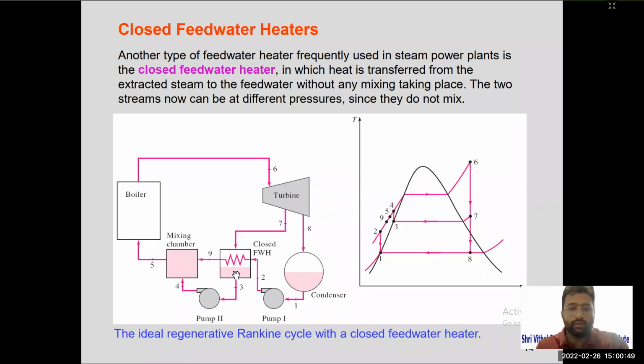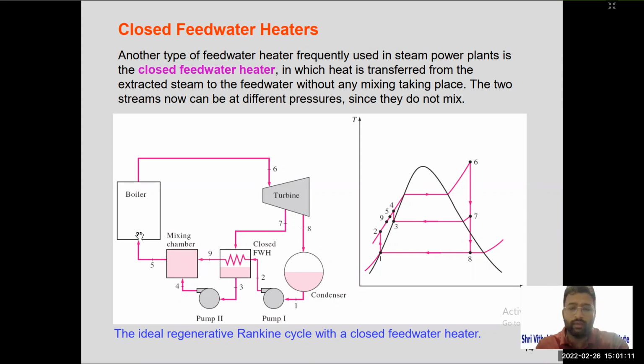This collected water at the basin is again pumped to the mixing chamber. In this case, the water which is collected at the basin and the water coming out from the tubes are mixed together in the mixing chamber. Then this hot, pumped water is passed to the boiler.